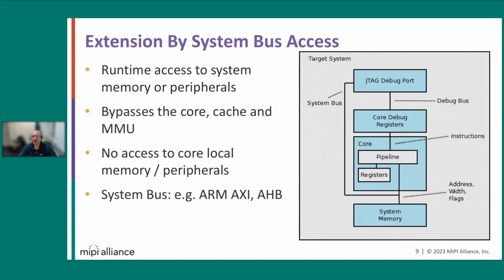One extension to the debug bus architectures is a direct access to the system bus. This allows the debugger to bypass the core to access system memory or peripherals while the core is executing instructions. Of course, there is no access to local memory, cache data, or core local peripherals. Typical system buses are an AXI bus or AHB bus from ARM.